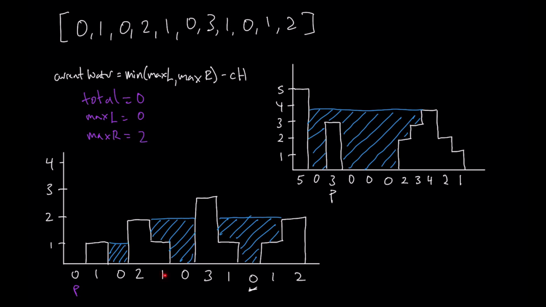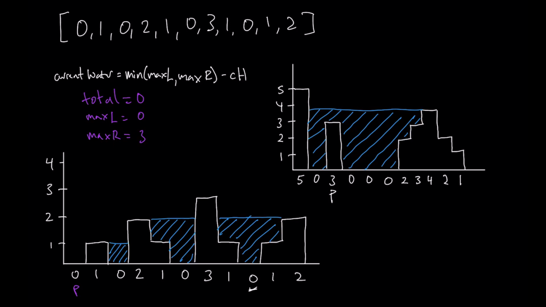Then we move right. 1 is less than 2, so we keep the 2. 0 is less than 2, so we keep the 2. 3 is greater than 2, so then we replace the 2. And then we move right. 1 is less than 3, we keep the 3. 0 is less than 3, we keep the 3. 1 is less than 3, 2 is less than 3, so we keep the 3 as our max R.